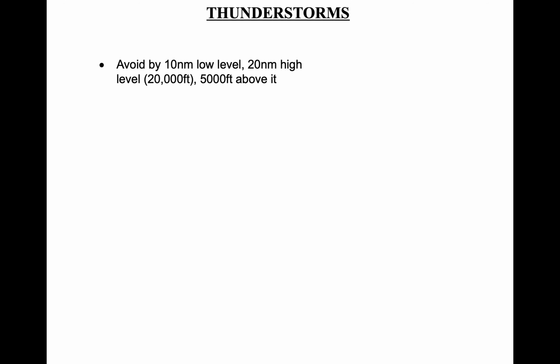So just avoidance, again some figures you'll need to know for the exams. Avoid them at 10 nautical miles at low level, 20 nautical miles at high level or above 20,000 foot, and by 5,000 foot above the thunderstorm itself. Thunderstorms at the ITCZ, the Intertropical Convergence Zone, only last for about 15 minutes individually.